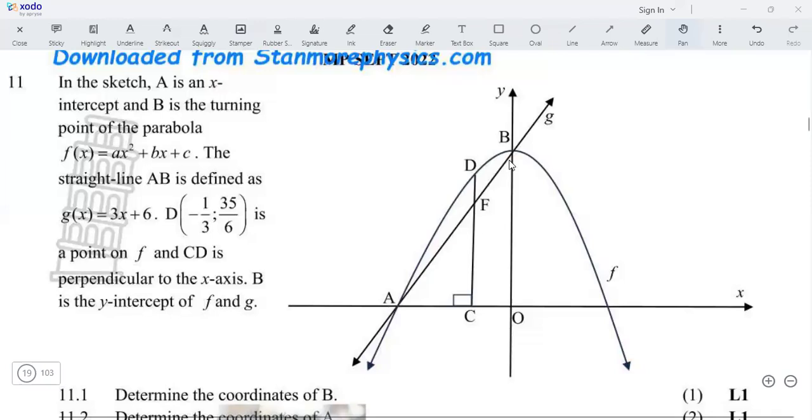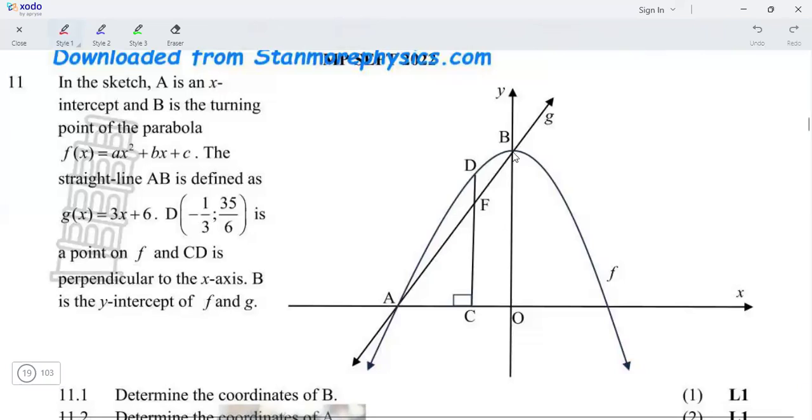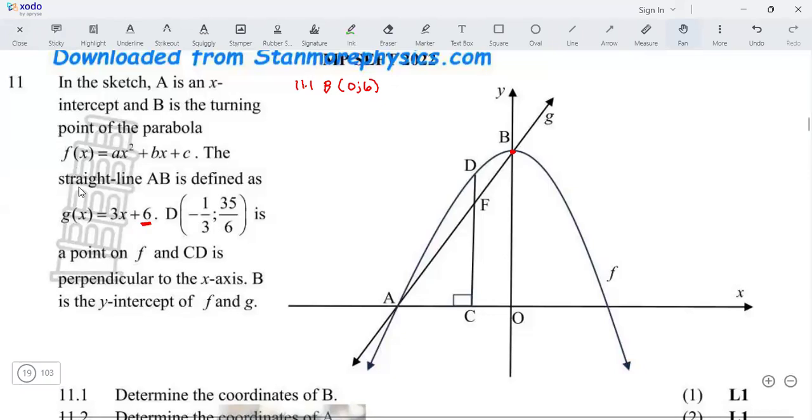B is the y-intercept of both of these graphs. You find it on the parabola, but you also find it on the straight line. So 11.1, you're going to say that the coordinates of B, the y-intercept from the straight line, are (0; 6). Now, next question says we should determine the coordinates of A.